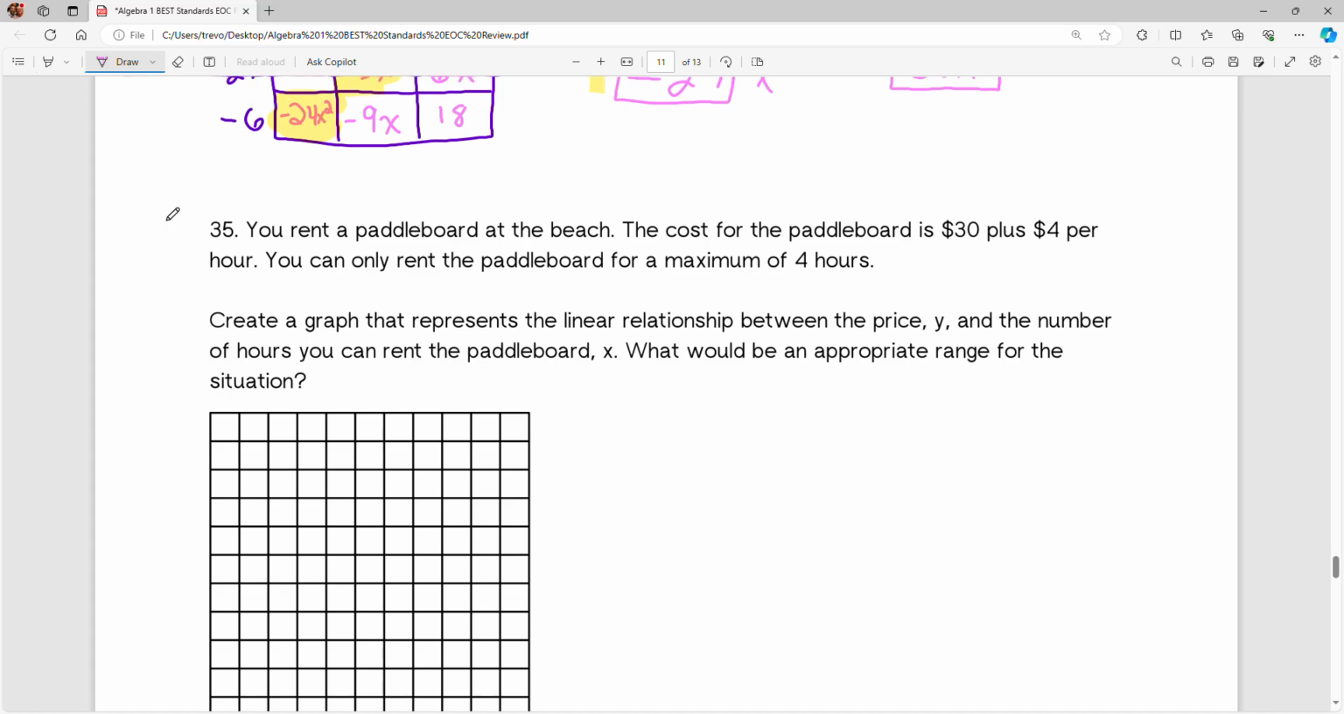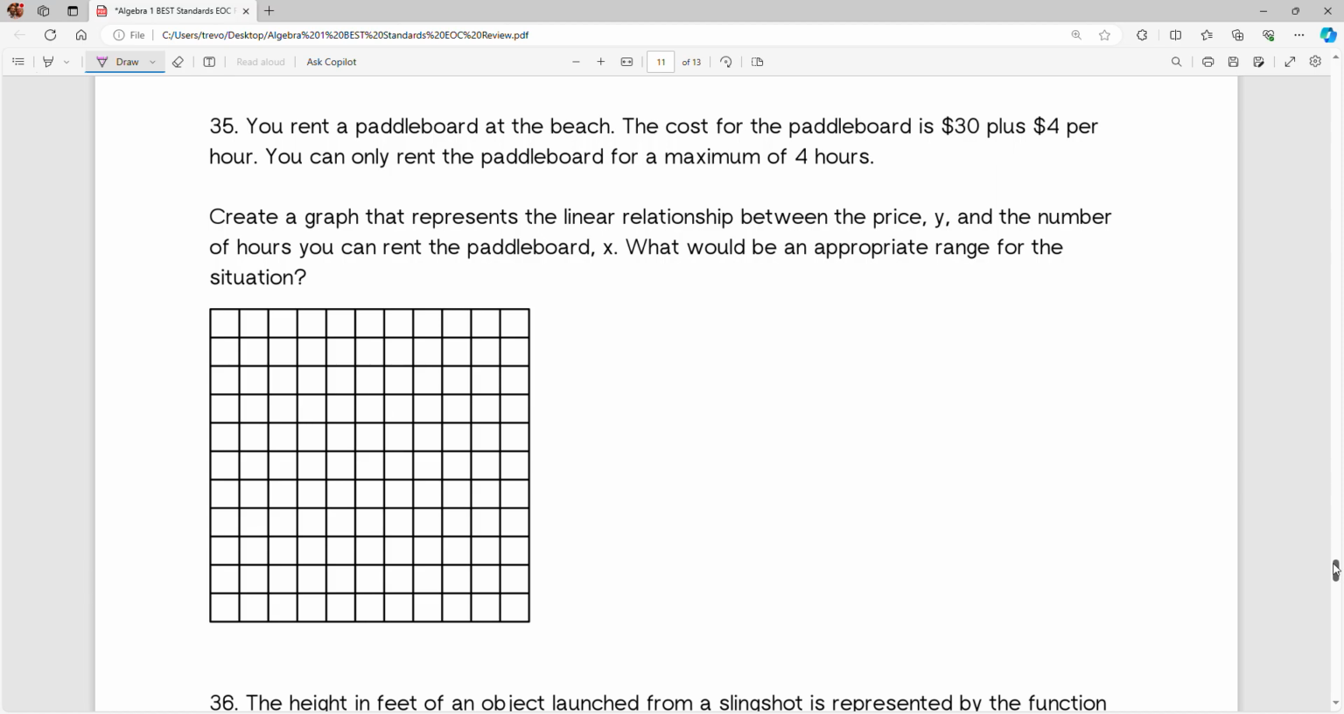And moving on to number 35. You rent a paddleboard at the beach. The cost for the paddleboard is $30 plus $4 per hour. You can only rent a paddleboard for a maximum of 4 hours. Create a graph that represents the linear relationship between the price Y and the number of hours you can rent the paddleboard X. What would be an appropriate range for the situation?